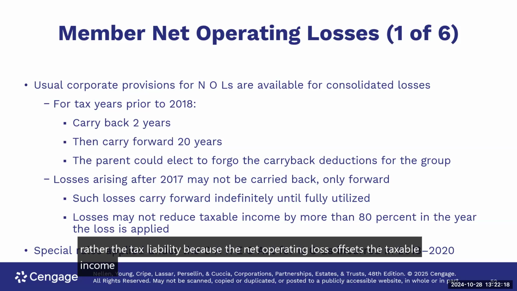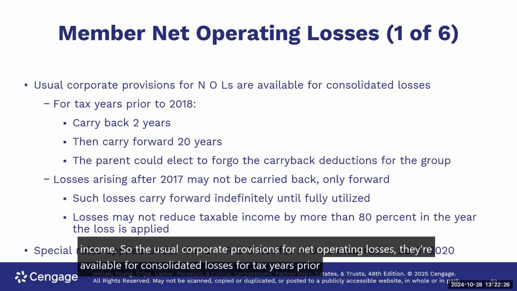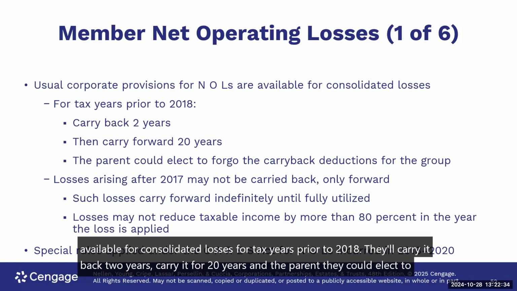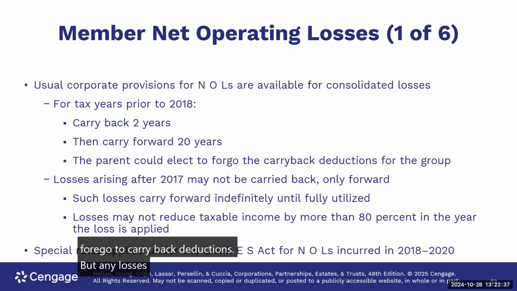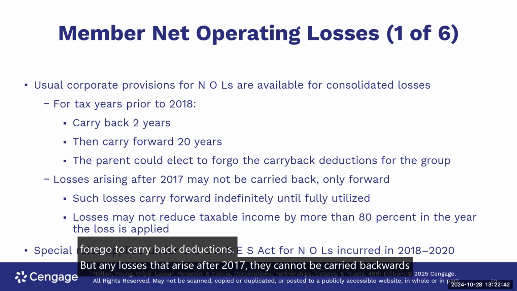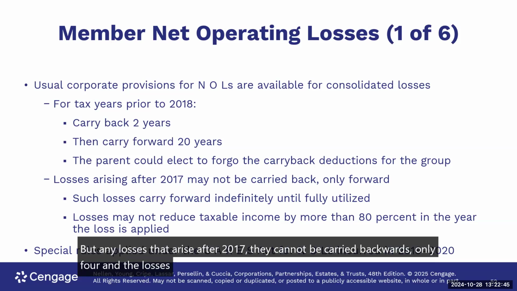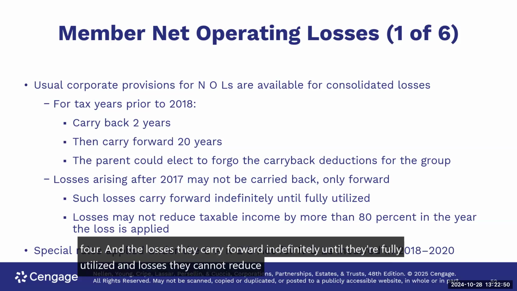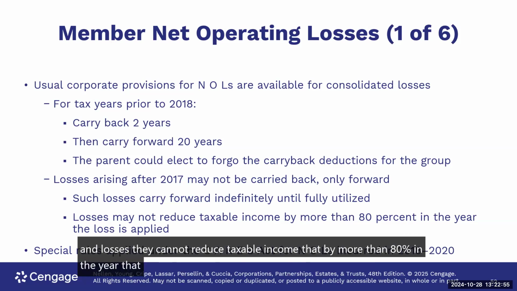The usual corporate provisions for net operating losses are available for consolidated losses for tax years prior to 2018. They carry back 2 years and carry forward 20 years, and the parent could elect to forgo the carryback for the group. But any losses that arise after 2017 cannot be carried backwards, only forward. They carry forward indefinitely until fully utilized, and they cannot reduce taxable income by more than 80% in the year the loss is applied.